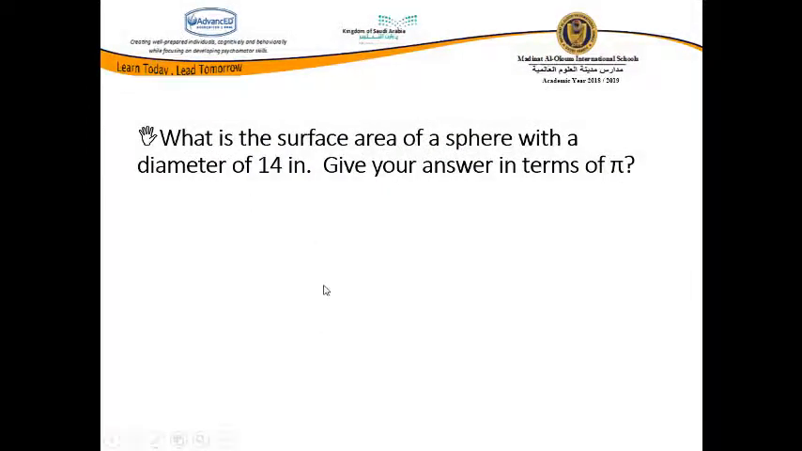What is the surface area of a sphere with diameter 14 inches? Give your answer in terms of pi. The diameter is 14, so the radius is 7. Surface area equals 4 pi r squared, so 4 pi times the radius 7 squared. The surface area equals 196 pi square inches.